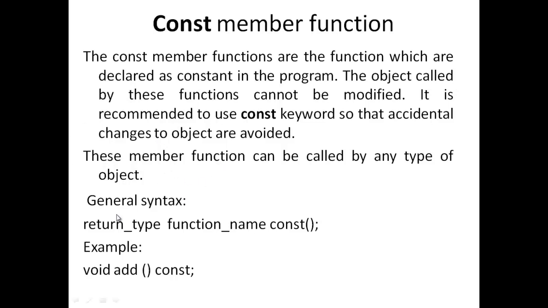Also there is a general syntax here for how we use the member function as a constant: return type, then name of the function, parentheses, then the constant keyword, and then a semicolon. See the example here: I am using a function named add with the return type void, and then I write the parentheses and then the constant keyword.